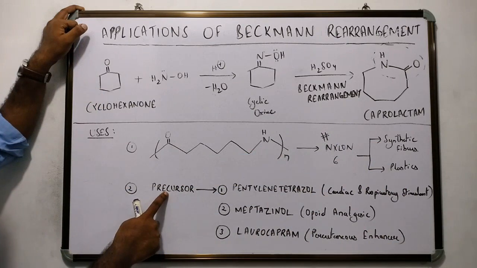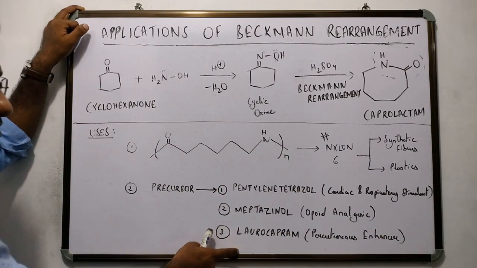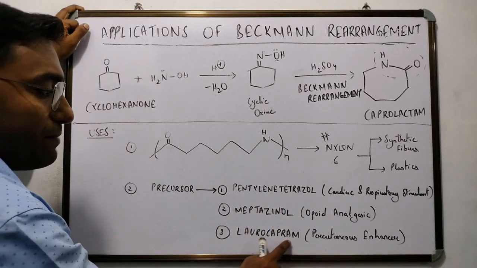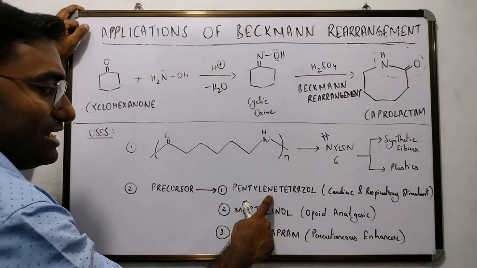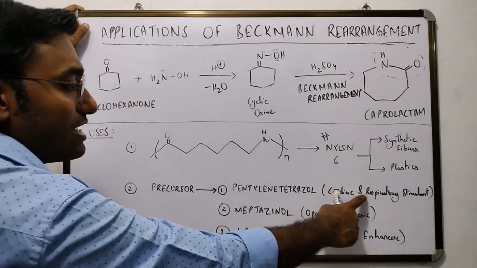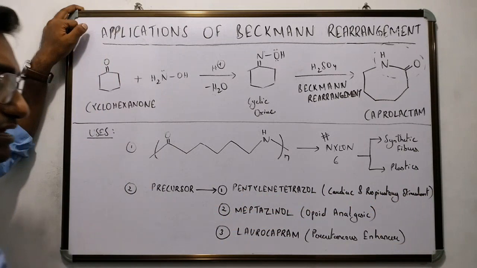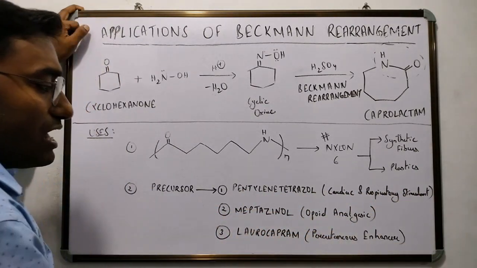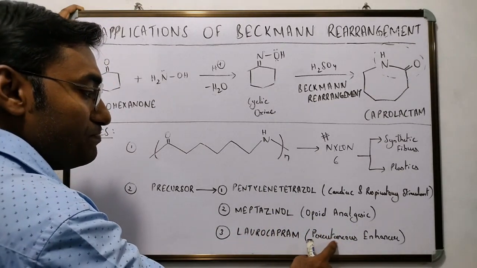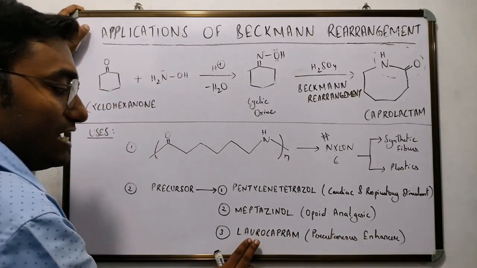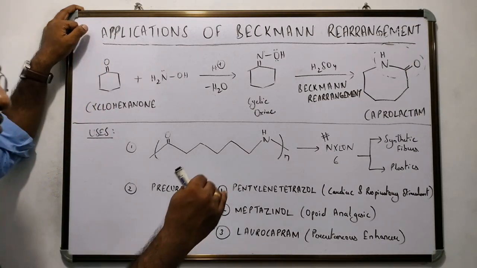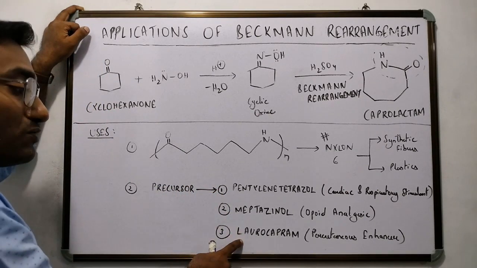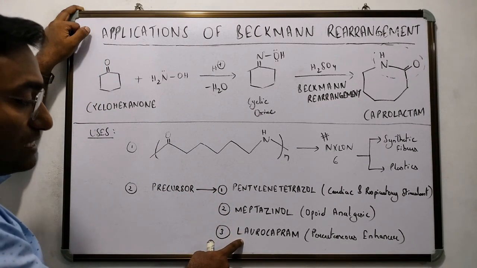Caprolactam is used as a precursor to 3 drugs: pentylenetetrazole, meptazinole, and laurocapram. Pentylenetetrazole is used as a cardiac and respiratory stimulant. Meptazinole is used as an opioid analgesic, and laurocapram is used as a percutaneous enhancer. Laurocapram enhances the absorption of hydrophilic drugs when it is applied before the hydrophilic drugs are applied over the skin.